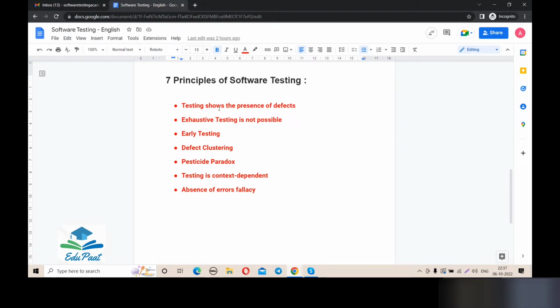Our first expectation is that the client should be happy when the product is ready and when we are uploading that product to the real world or live environment. At that time the customer should be happy. That is testing shows the presence of defects. Now you are clear about this concept. Now I'm jumping to the second point: exhaustive testing is not possible.